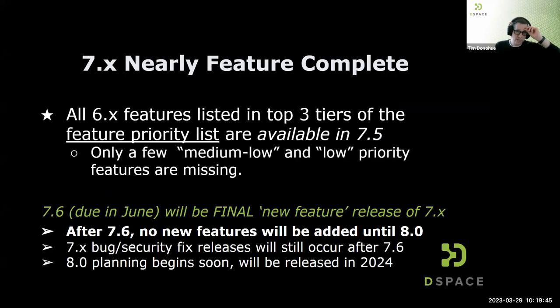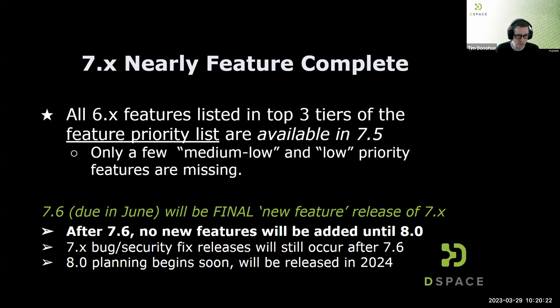I also did want to highlight here, there was an announcement that went across lists that we're nearing feature completion, that is, feature parity between DSpace 6 and DSpace 7. As of 7.5, we've finished the top three tiers of our priority list in terms of those features that used to exist in DSpace 6. They've all now been moved into DSpace 7. There's only a few features that are missing, that are in our medium and low priority features. And so that means as of today, we're announcing this to you all today. There will also be an announcement going out to mailing lists in the next week.